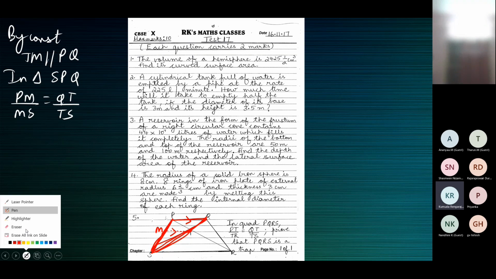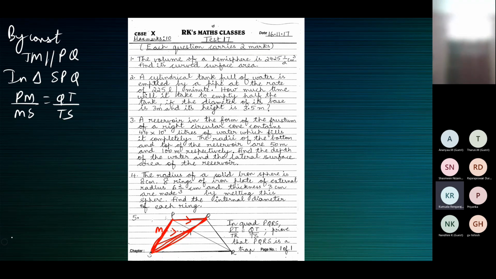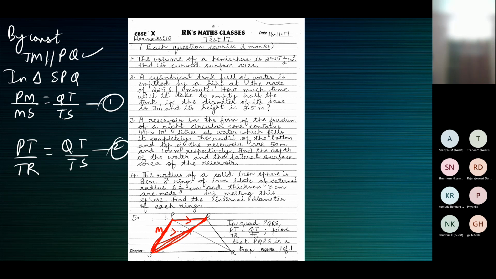This is by BPT. Now, what? This proportion you get because by construction these two lines are parallel. But there's already another proportion given to you in the question: PT by TR is equal to QT by TS. One proportion you get by construction, drawing a line parallel to PQ, and in that triangle you use BPT. The other proportion is given in the question itself. Now compare these two proportions. When you compare them, you get a new proportion. PM by MS is equal to what?